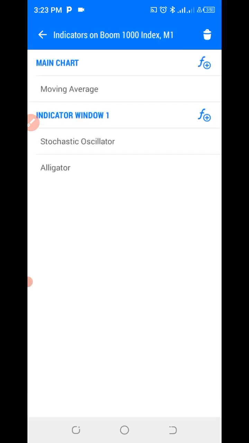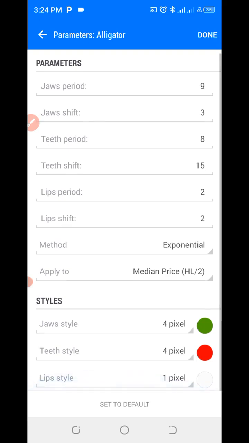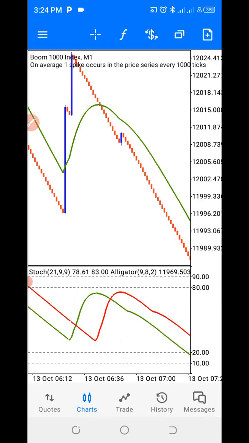After that, you add the last moving average, which is our alligator. For the alligator, the jaw period is 9. Just follow the settings that we have here. Then the method is exponential, apply to median price, high and low divided by 2. Once you are done, you click on done, and you have your chart like this.